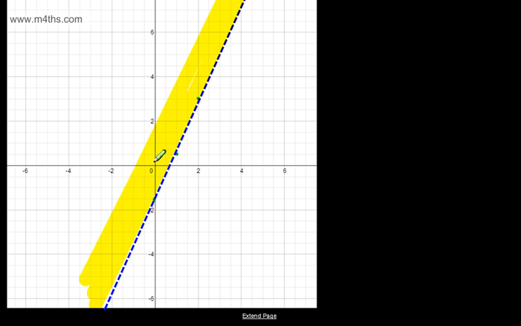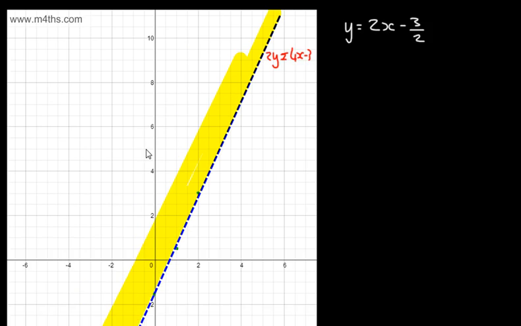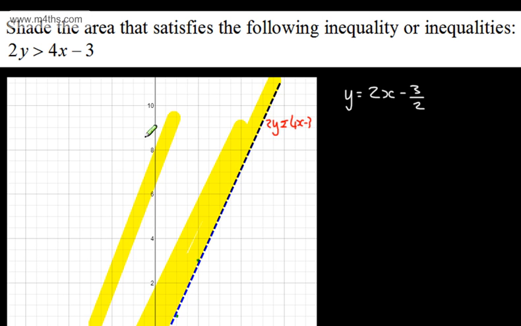So let's look at the origin, 0, 0. I've said that that's included, as all of these values are. So putting the origin in, is 2 lots of 0 bigger than 4 lots of 0 minus 3? The answer is yes. We can see that 0 is bigger than minus 3. So I have the correct side of the line.